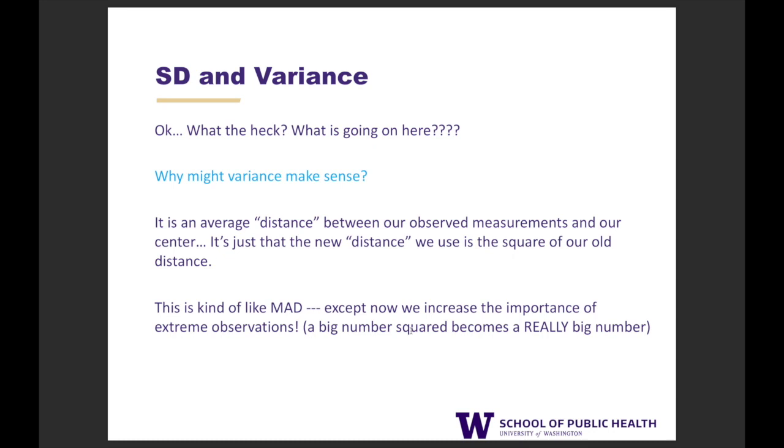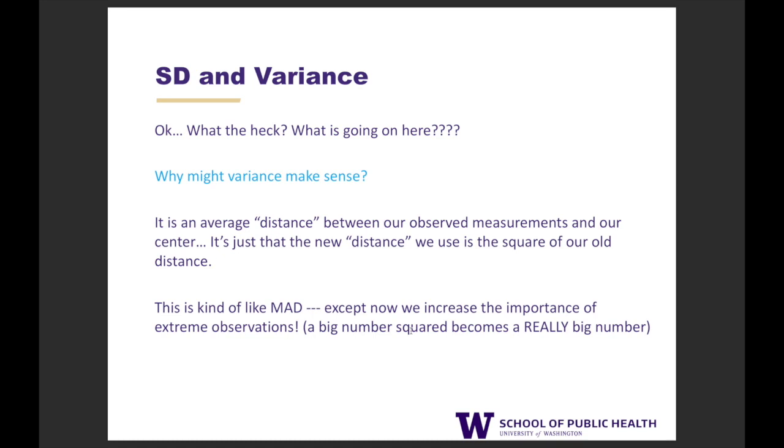All right, so standard deviation and variance. What is going on? Why does it make sense to calculate the variance first, and why does it make sense to calculate the standard deviation? Let's think about the variance to begin with. The variance is this average distance between our observed measurements and the center. We just have to be careful. Distance now takes on a new meaning, and it is the square of the original distance we were engaging with.